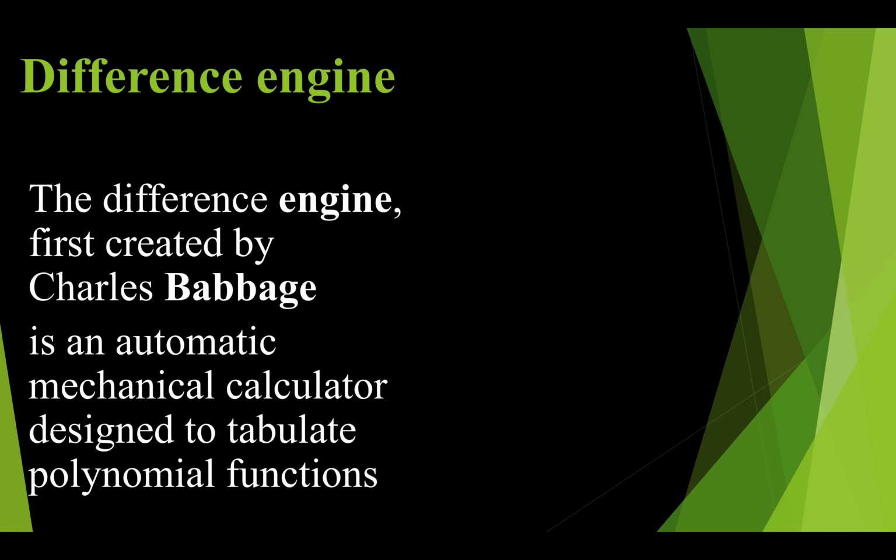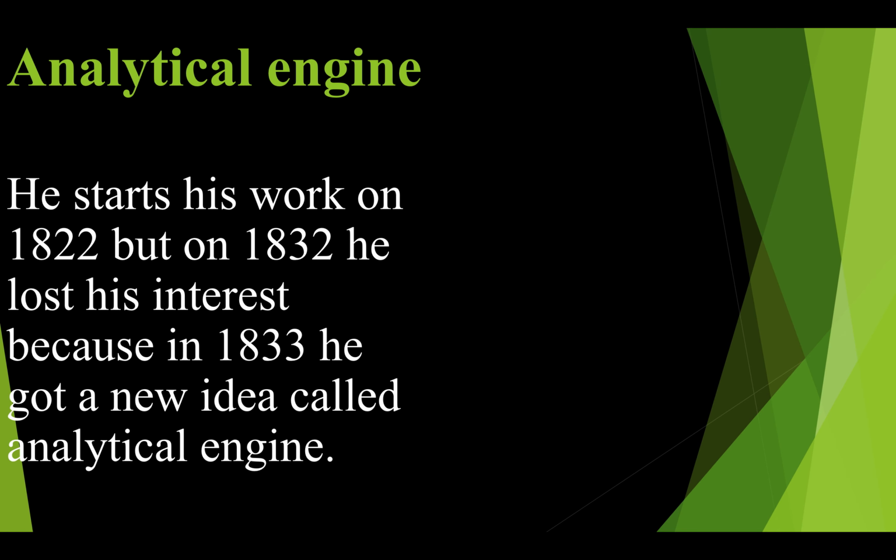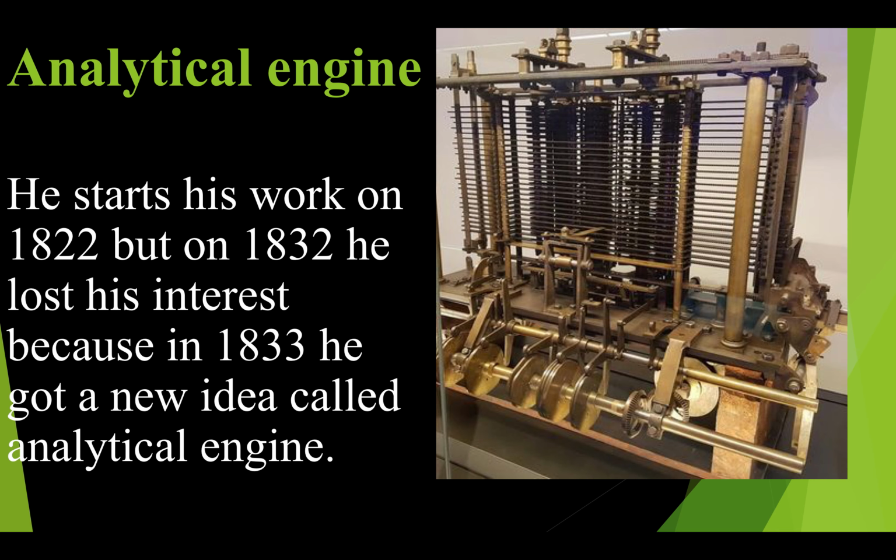Difference engine. Difference engine was first created by Charles Babbage. It is an automatic mechanical calculator designed to tabulate polynomial functions. Dear students, it's the difference engine. He started his work in 1822, but in 1832 he lost his interest. Why? Because in 1833, 10 years later from the difference engine, he got a new idea and he lost his interest. What was his new idea? It was the analytical engine. You can see here the analytical engine.